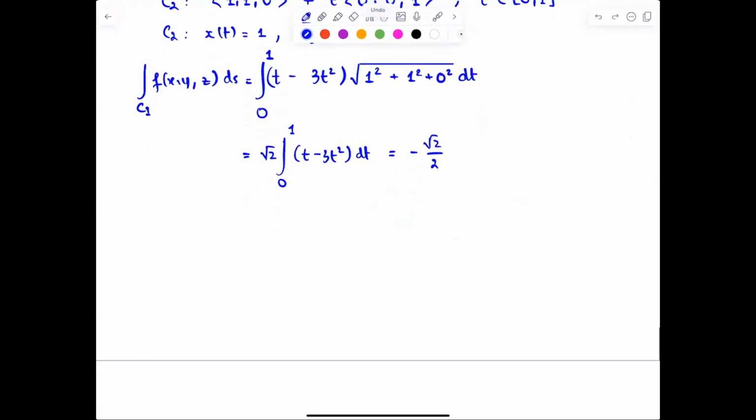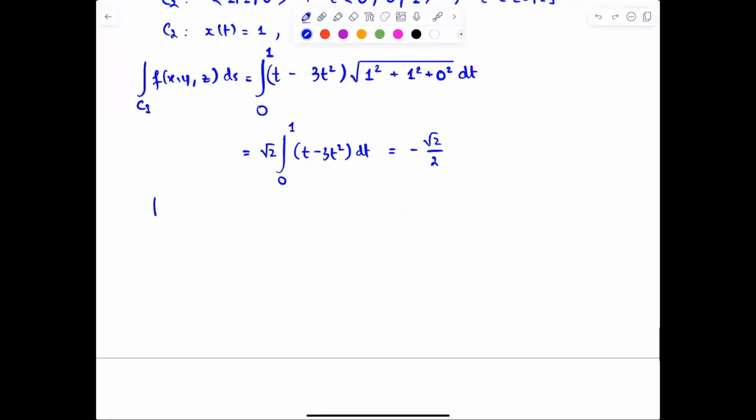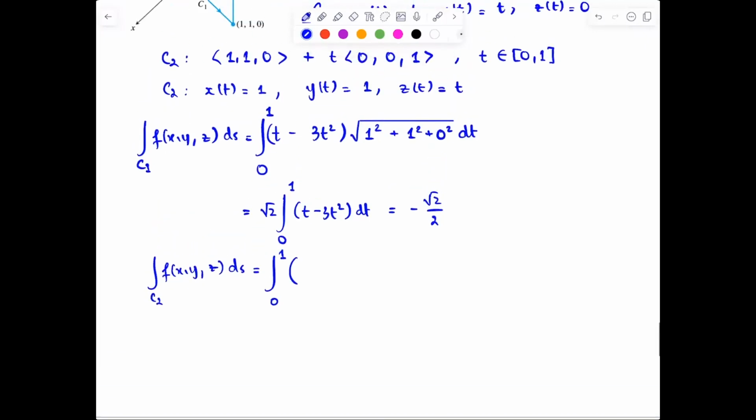Then for the integral along path C2, x is equal to 1, y is equal to 1, so you get 1 minus 3 plus t, sorry, plus t only, times the square root of 0 squared plus 0 squared plus 1 squared dt. And you should get negative 3/2 as the answer.